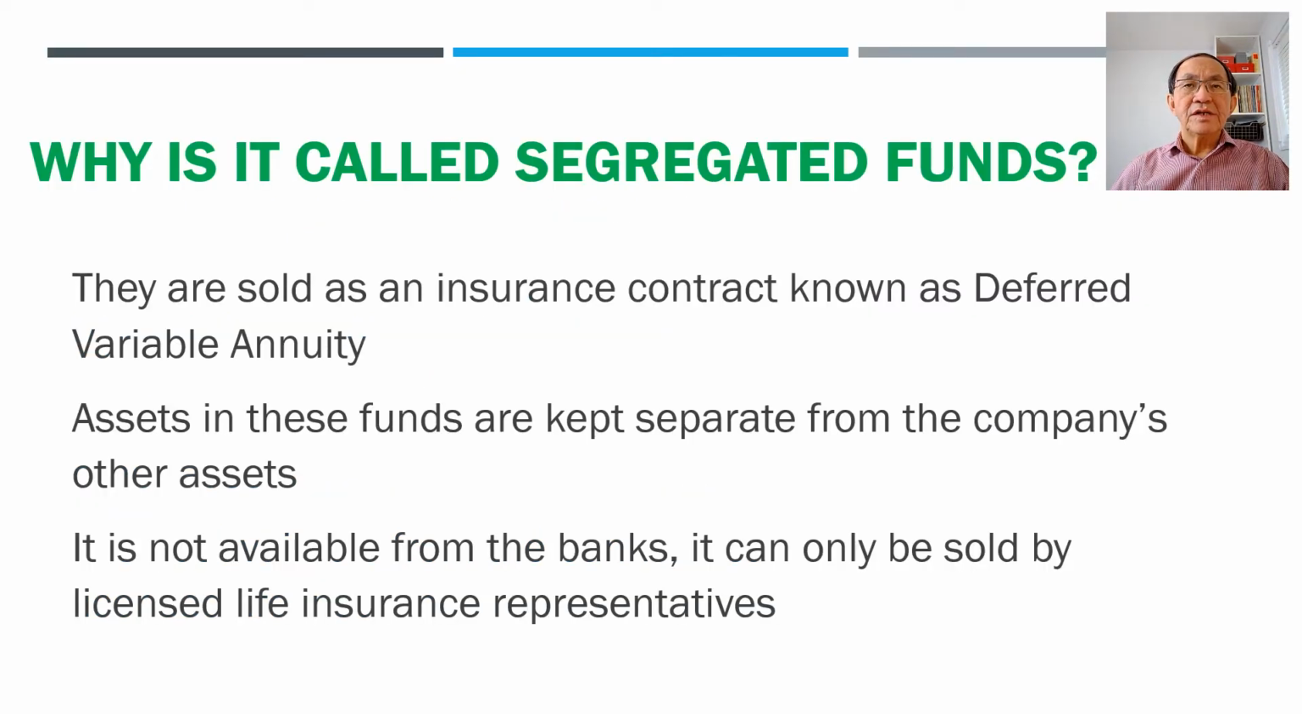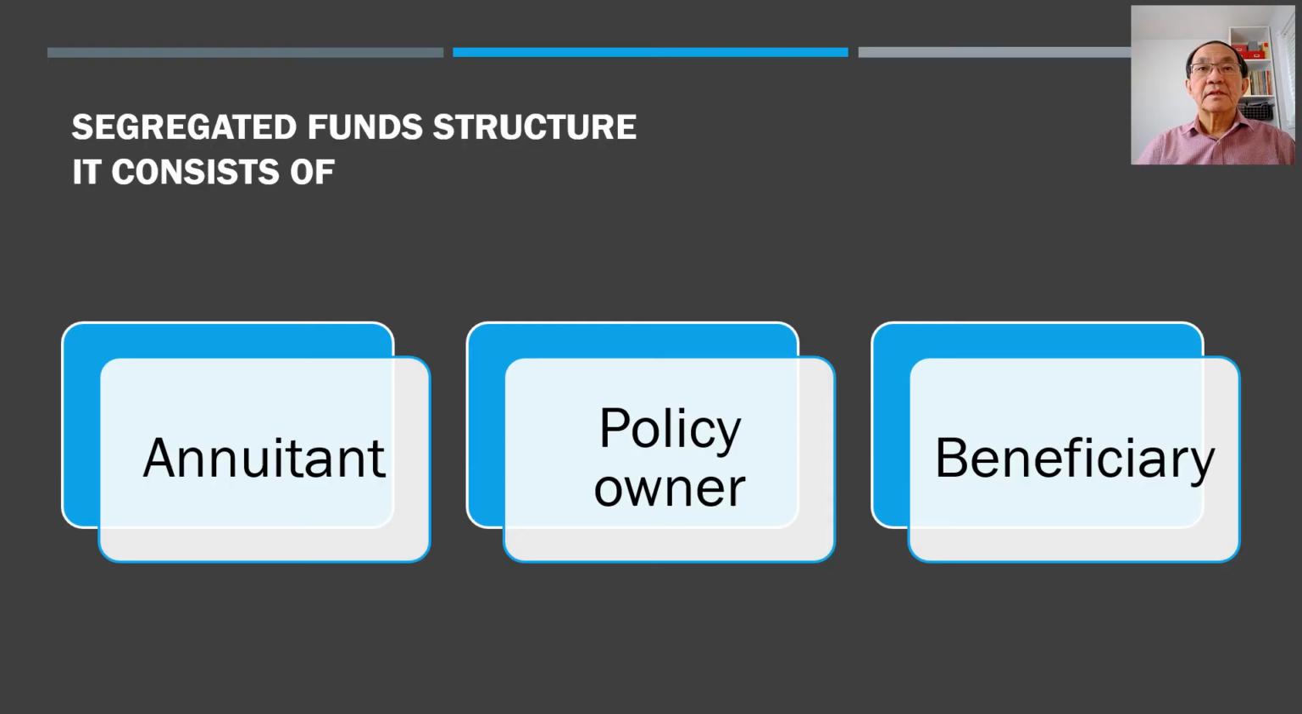People often ask, why is it called segregated funds? Well, it is because basically it is an insurance contract known as deferred variable annuities. The underlying assets of the funds are purchased and owned by the life insurance companies. The individual investor is only a segregated fund contract holder. Assets in these funds are kept separate from the insurance company's other assets. That is why it is called segregated funds. Segregated fund is not available from the banks. It can only be sold by a licensed life insurance representative.